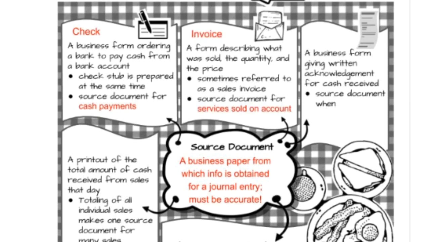The next type of source document is an invoice. This is defined as a form describing what was sold, the quantity, and the price. It's sometimes referred to as a sales invoice, and this is the source document for services sold on account. So when you sell something to someone, but they do not yet pay for it in cash, they get an invoice. Next, we have a receipt, and this is a business form giving written acknowledgement for cash received. This is the source document when cash is received from sources other than sales. So, for example, an investment. A receipt is the source document for an investment.